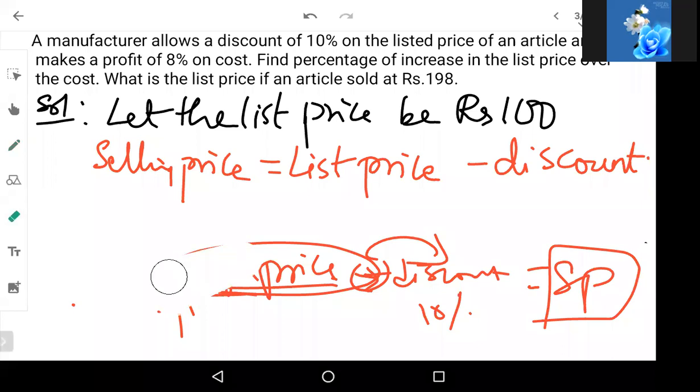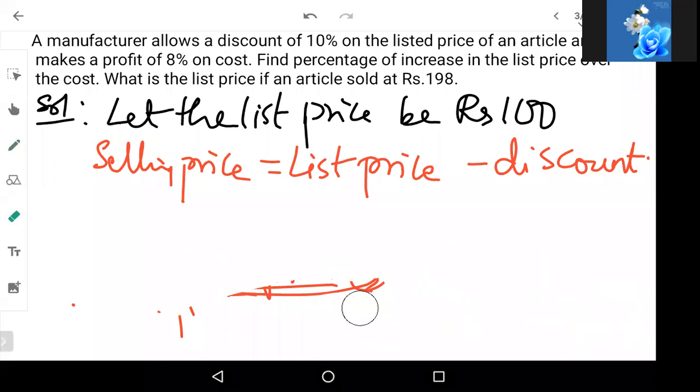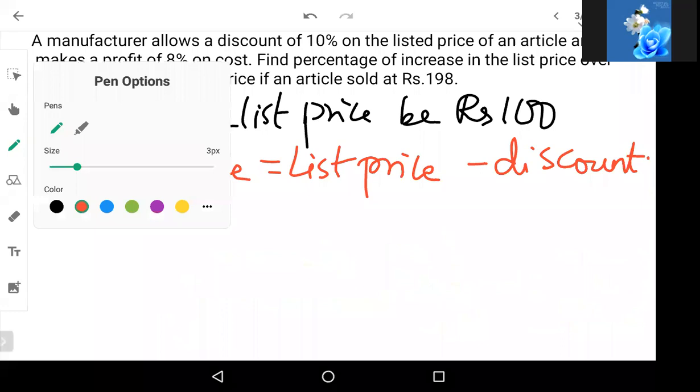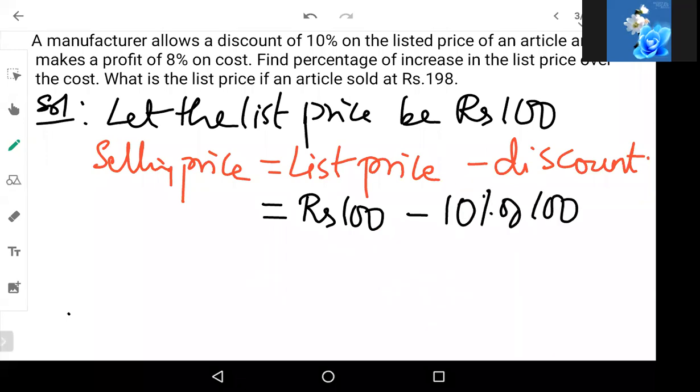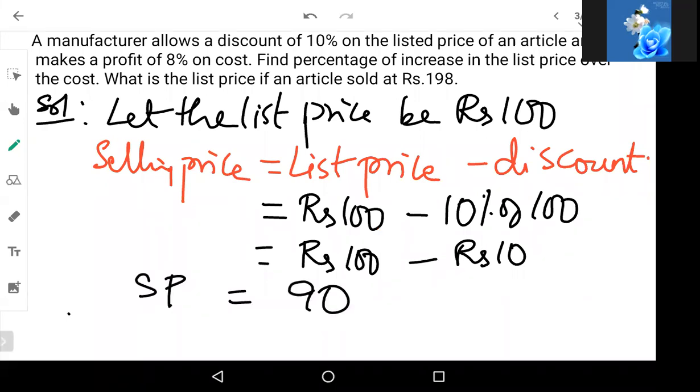Okay. So we are going to use this formula and solve the problem. Now let's continue. What is the list price? We have assumed list price to be 100, correct? And the discount is 10%. So 10% of 100 is 10, so 100 minus 10, the selling price is 90. Yes, correct. So this is one derivation. Let us keep it aside.